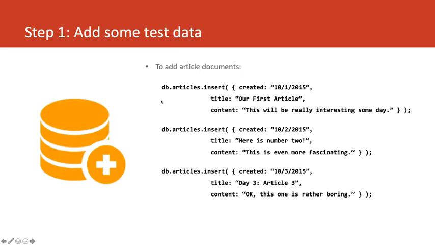To add article documents, we didn't have to create an articles collection, but we can insert, again just using the command line interface, 3 example articles. So we have our first article, our second one, and then our third one. And they all have a created, which is a date, and then content, which is just a string.